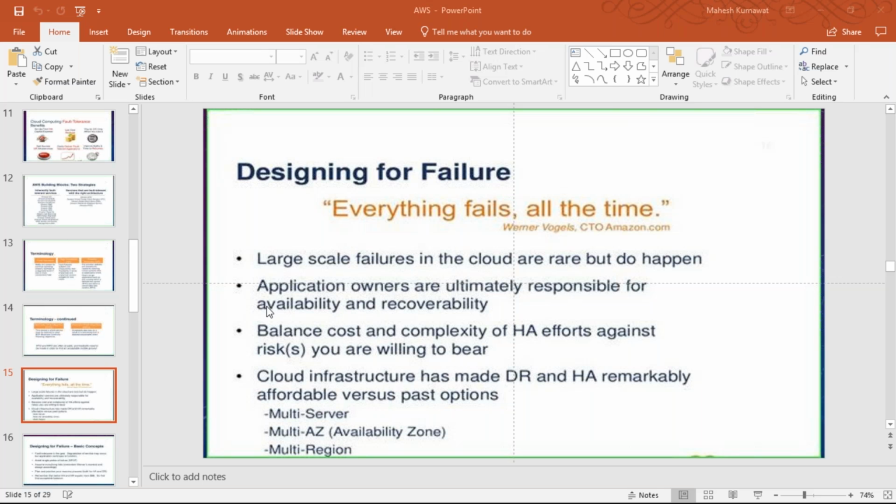Application owners are ultimately responsible for availability and recoverability; balance the cost and complexity of HA efforts against what you are willing to bear. Cloud infrastructure has made DR and HA remarkably affordable versus past options. You can get multi-server, multi-availability zones in different locations, different availability zone data centers, and multi-region. Multi-availability zone means that if you are hosting your applications or EC2 instances in the USA, you find different availability zones within the USA. Multi-region means a different country. Okay.